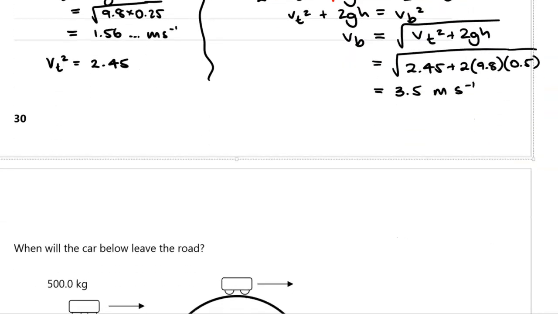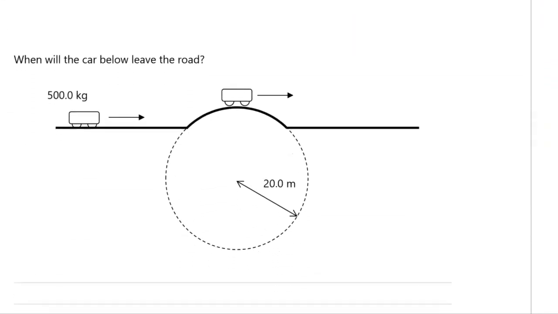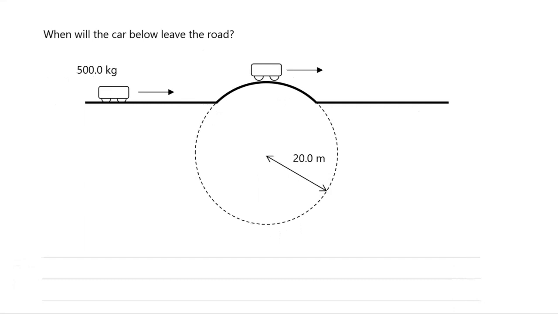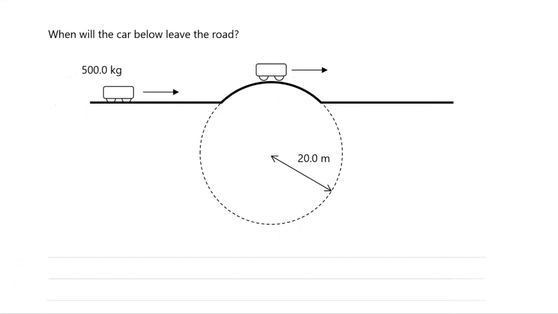Okay, let's look at a few more examples. This one is a bit different. We have a speed bump situation. We've got a 500 kilogram car, perhaps, and we're interested in when the car below will leave the road, and it's talking specifically at the top of the hill here. If we're talking about something leaving the road, we're again talking about that boundary condition where the normal force has just reached 0 for the first time.